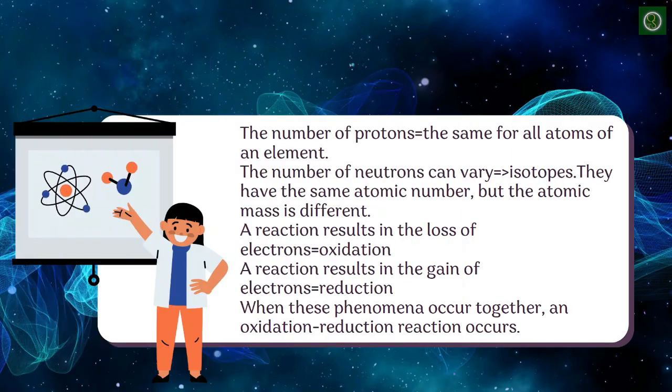The number of protons is the same for all atoms of an element. The number of neutrons can vary. This is how isotopes appear. They have the same atomic number, but the atomic mass is different.